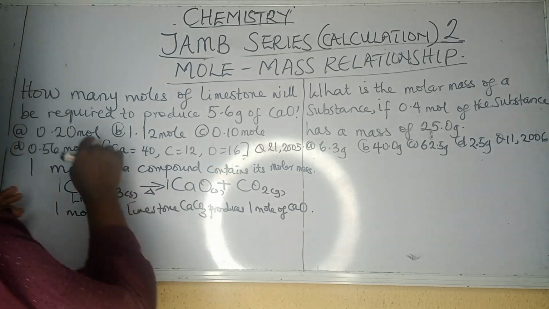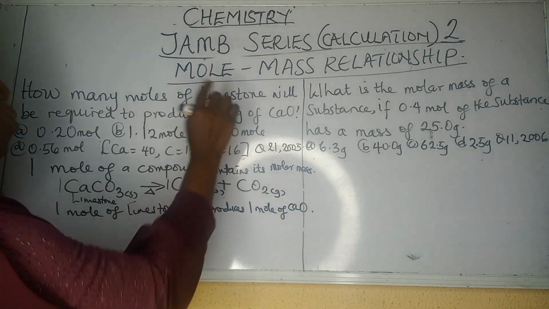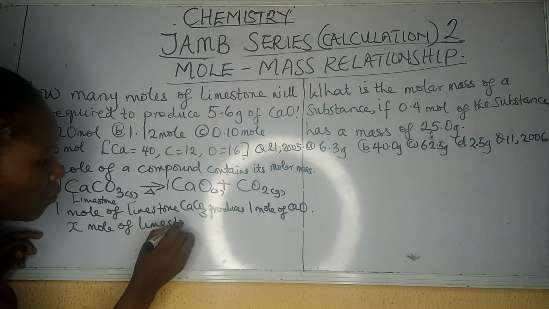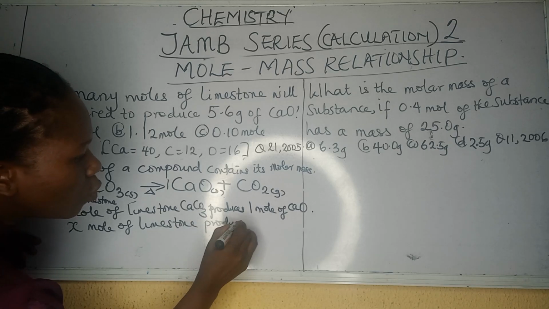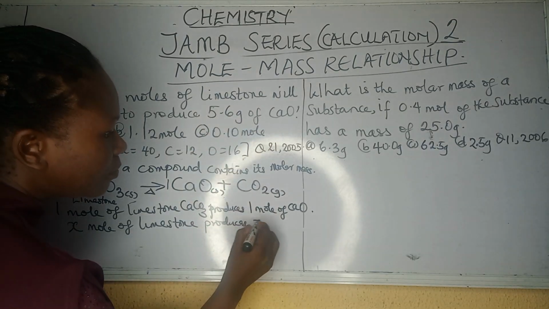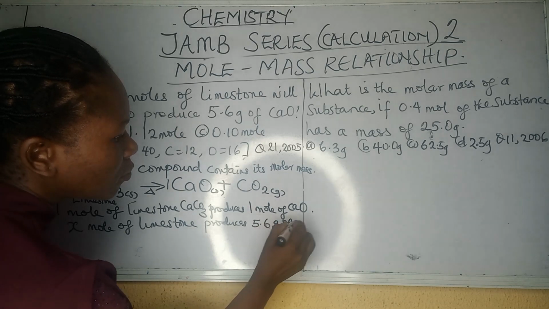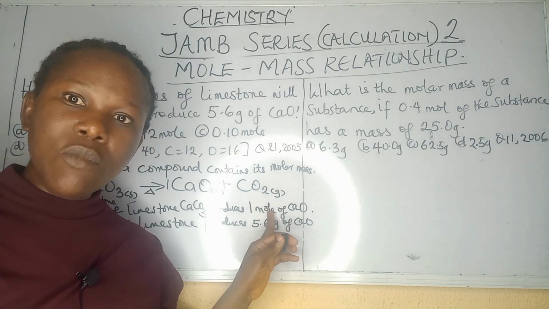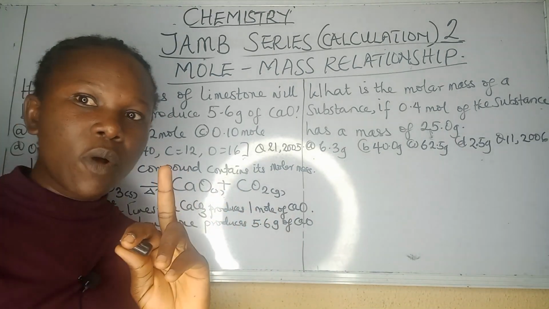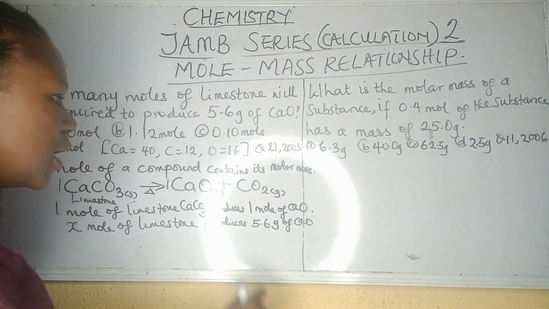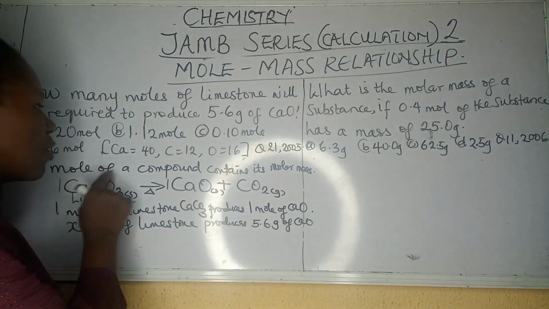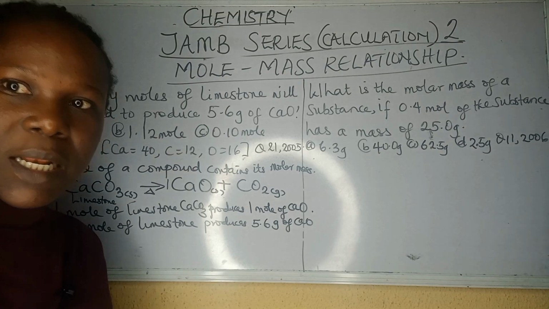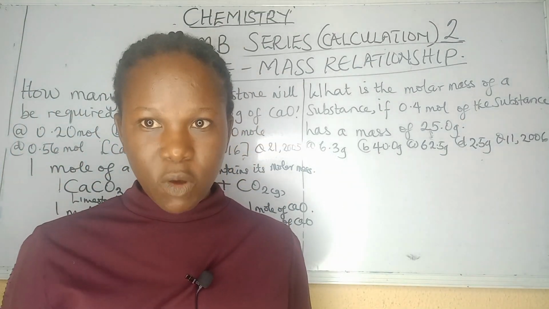So the second line will be from the question. How many moles, meaning X mole or unknown mole of limestone, will produce 5.6 grams of calcium oxide? Now you can see that the first one here is a mole of calcium oxide. So that is where the problem is. We need to convert 1 mole of calcium oxide to mass. That was why I said 1 mole of any compound is its molar mass, because calcium oxide was given in mass. That's where the mass to mole relationship comes in.